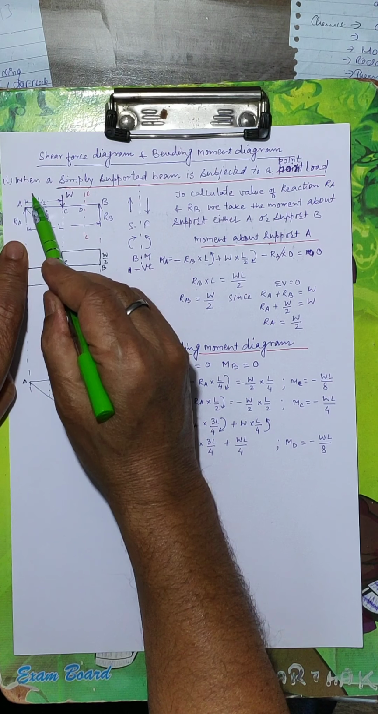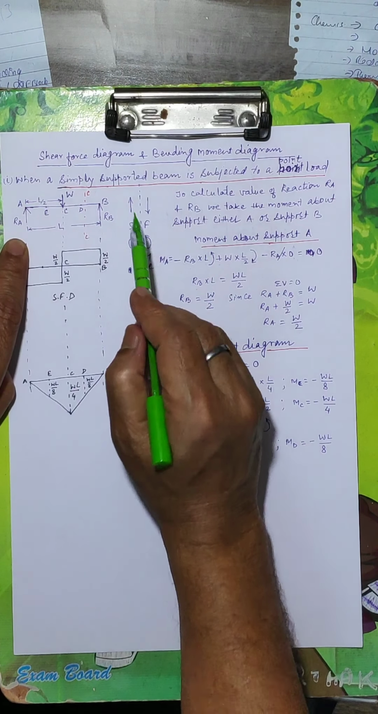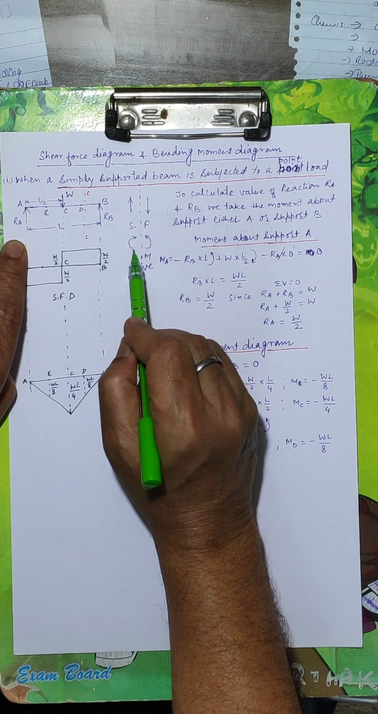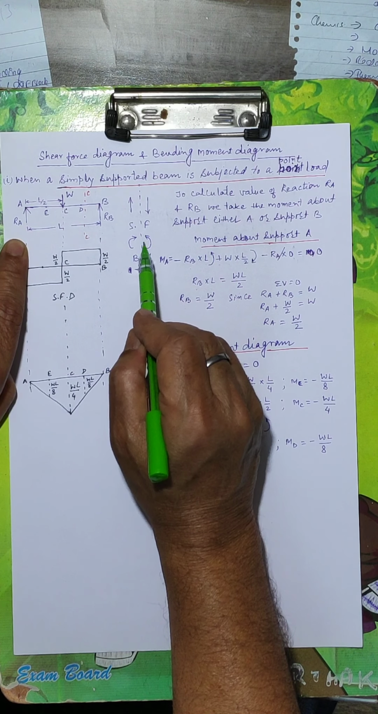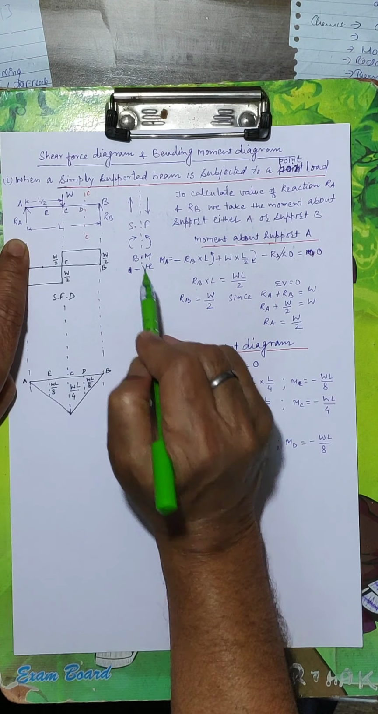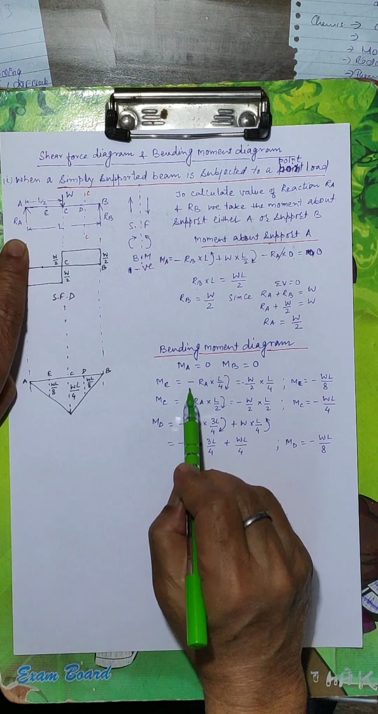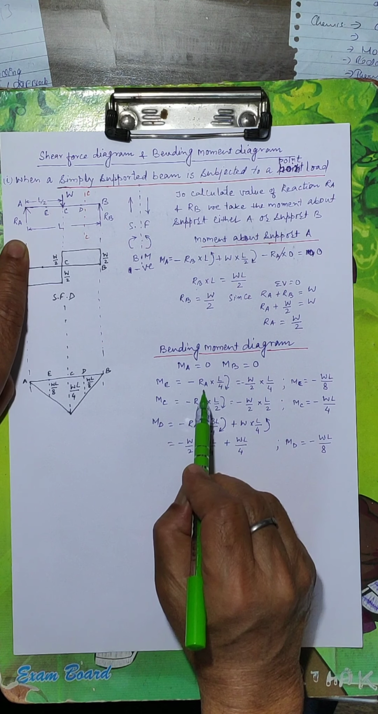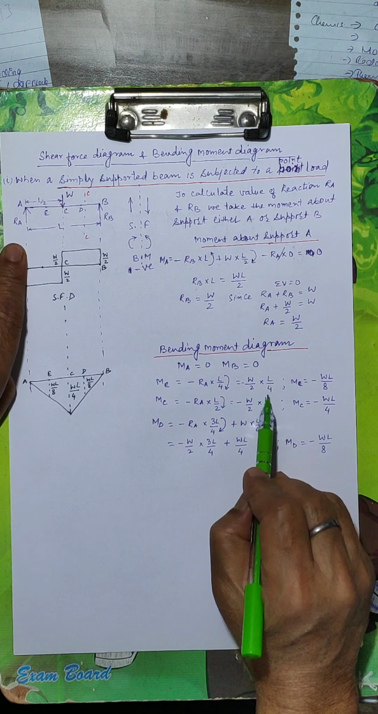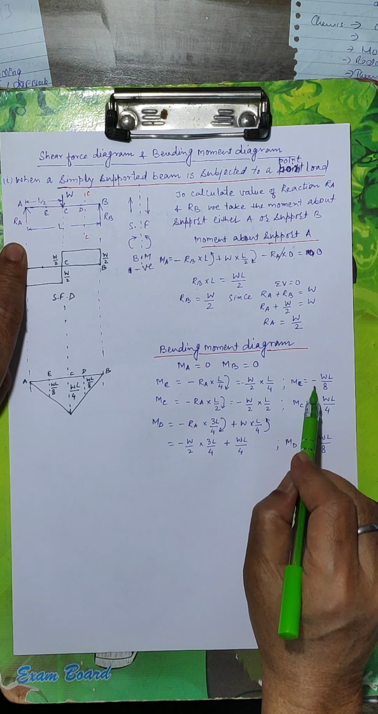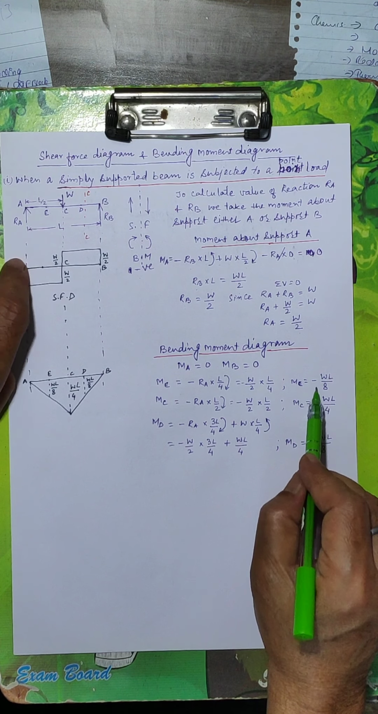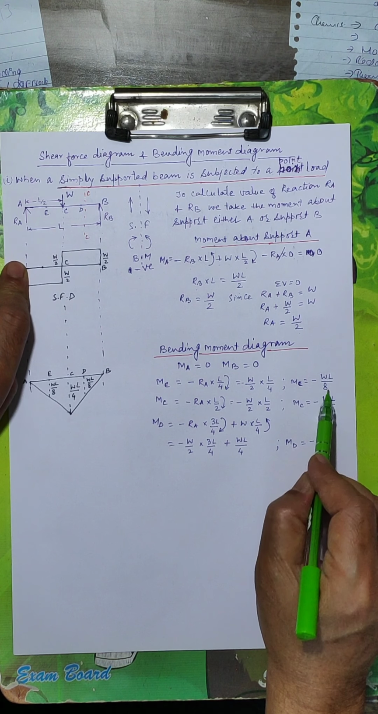Direction is clockwise. If any moment has a clockwise direction, on the left side of the section it will be taken as negative. So this is negative RA into L by 4. Then this comes to minus WL by 4. So moment at E is minus WL by 8.